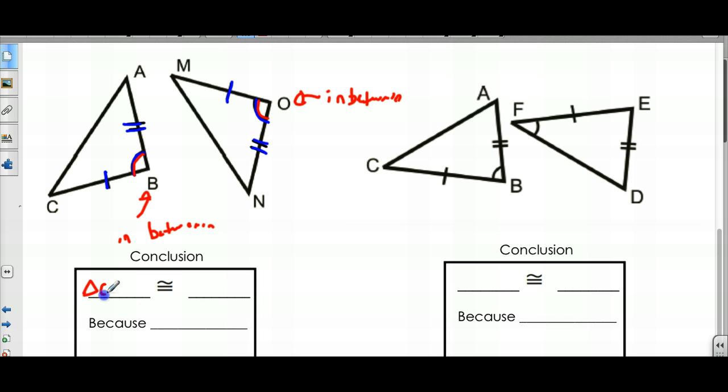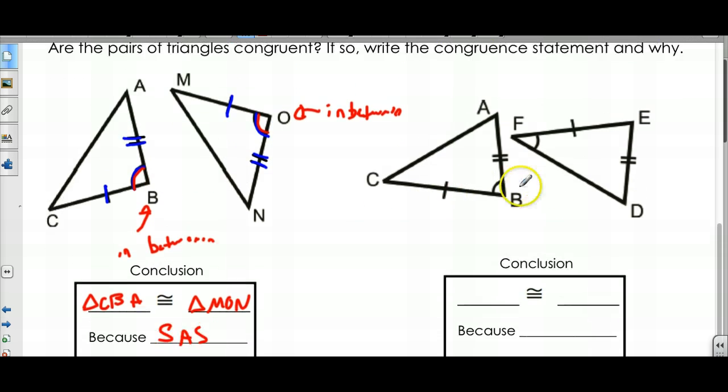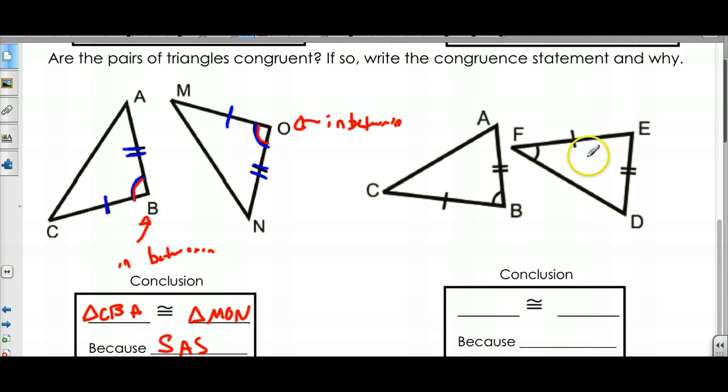So I can write my congruent statement. So triangle CBA is congruent to triangle MON, it has to be in the same order, because side angle side. And that's how I prove that these are congruent. I have side, angle, side congruence. Now let's look at these two.